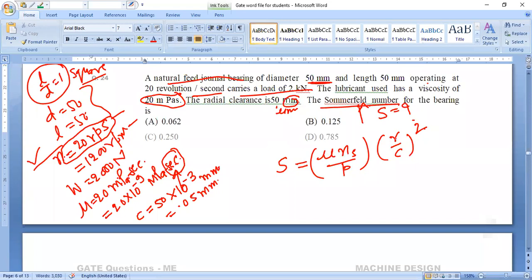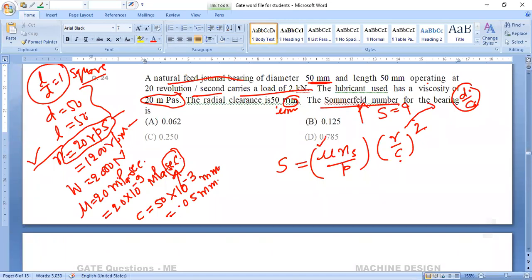You may take R by C, or you can take D by C also. But if you are taking D by C, then D is diameter and C is diameter clearance. And if you are writing R by C, R is the radius and C is the radial clearance. Be careful, do not take diameter in one place and radial clearance in the other. It should be the same. If it is radius, then radial clearance, and if it is diameter, then diameter clearance.